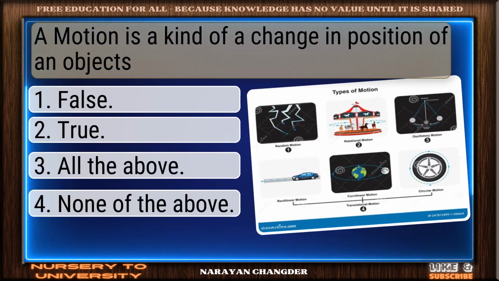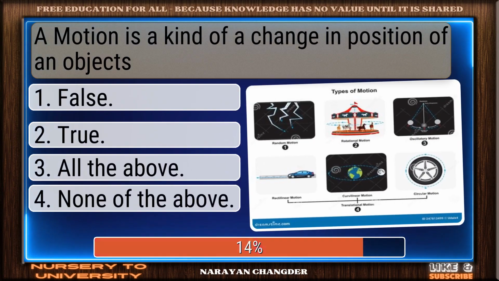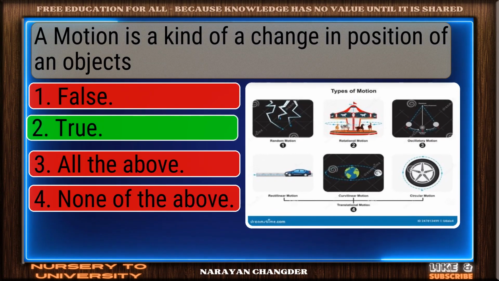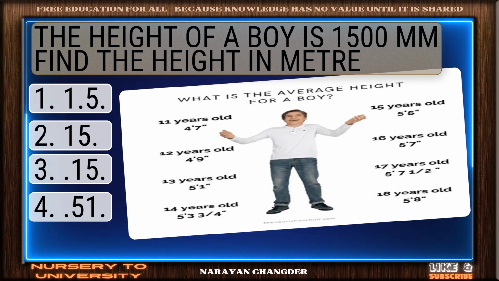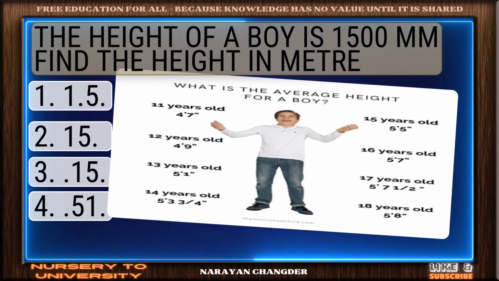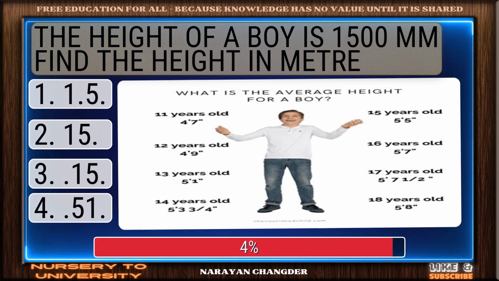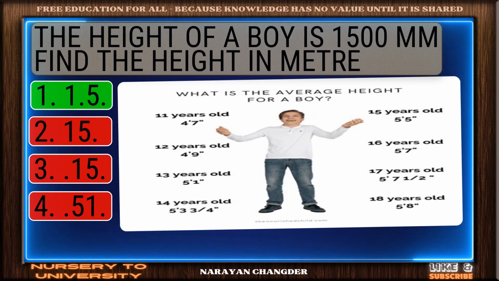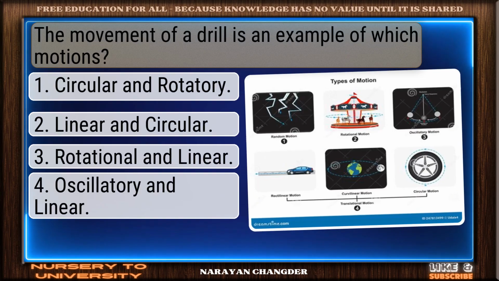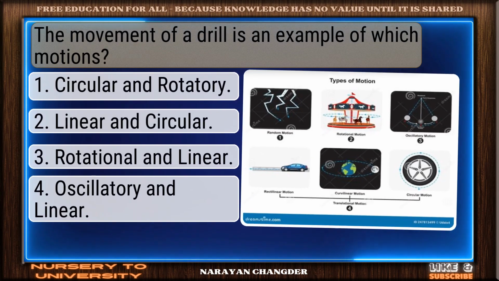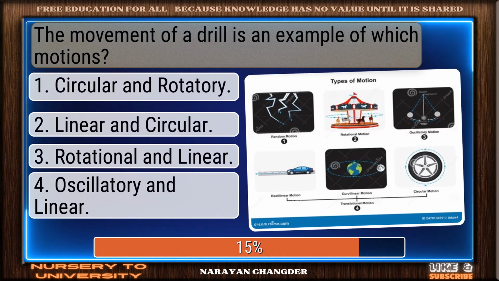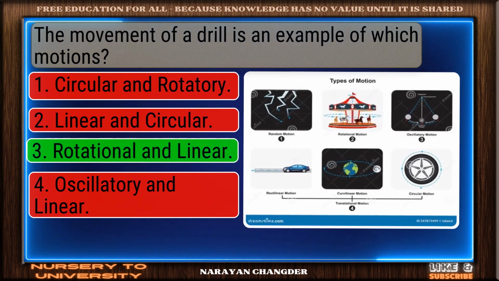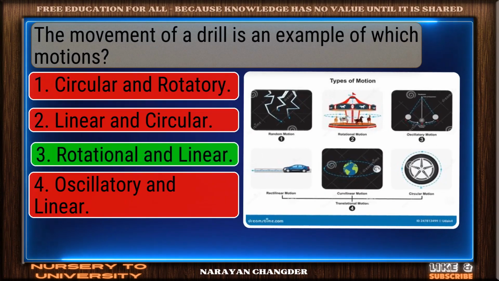A motion is a kind of a change in position of an object. Exactly. True makes sense and it is right choice. The height of a boy is 1500 millimeters. Find the height in meter. Excellent choice. 1.5 is the right answer. The movement of a drill is an example of which motions? Well done. Rotational and linear is the right choice.